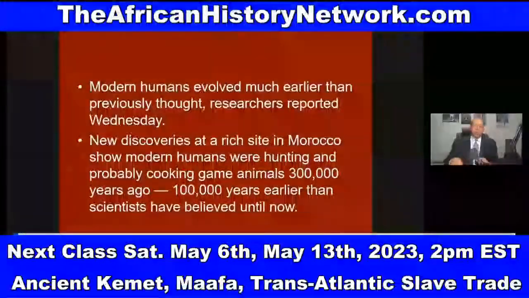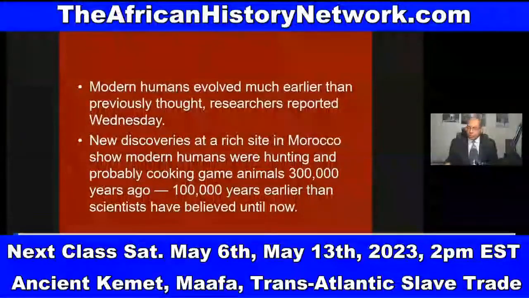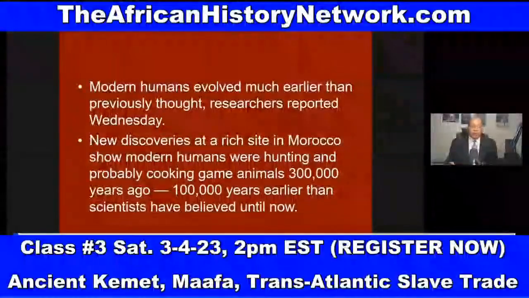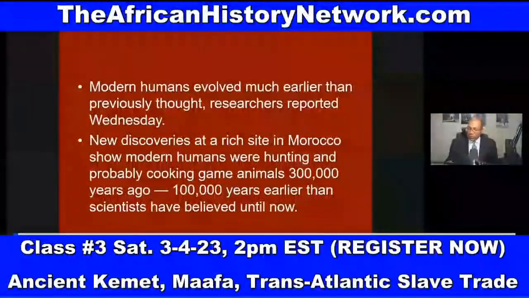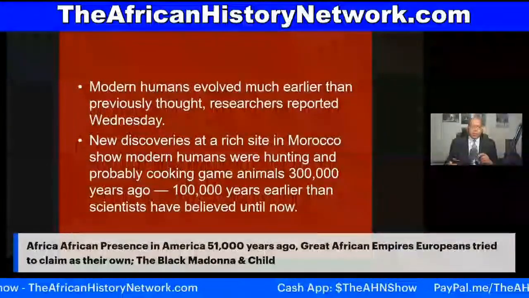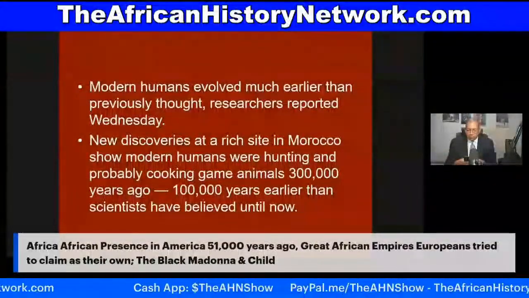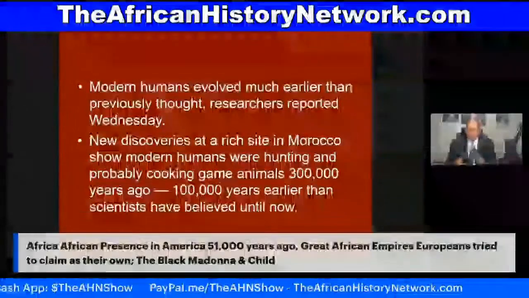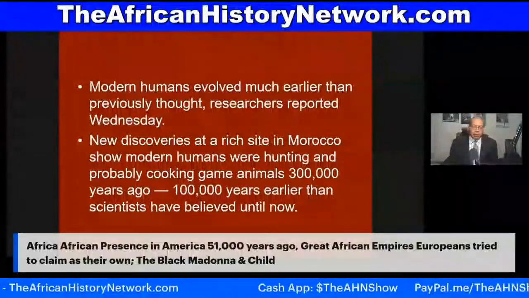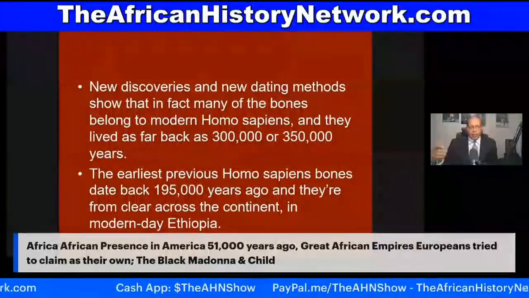Modern humans evolved much earlier than previously thought, researchers reported on Wednesday. New discoveries at a rich site in Morocco show modern humans were hunting and probably cooking game animals 300,000 years ago, 100,000 years earlier than scientists have believed until now. This is over 100,000 years earlier than the discovery in Ethiopia that dates back about 195,000 years ago.